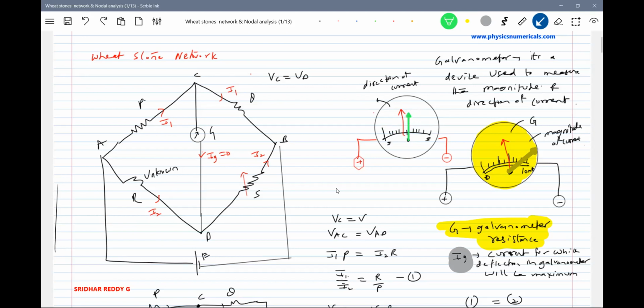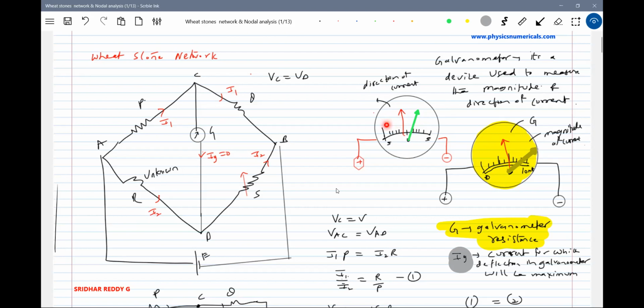Agreed? So for such a galvanometer to indicate the direction of current, the 0 should be at the midpoint of the scale. If current flows through the galvanometer, say, towards the right, the deflection will be on this side. If current flows in the opposite direction, the pointer will deflect on the other side of 0. In this way, the pointer will deflect on either side of 0 based on the direction of current. These are basically the two types of galvanometers. Here I can even tell the direction of current, whereas here only the magnitude of current. Here, direction as well as magnitude.